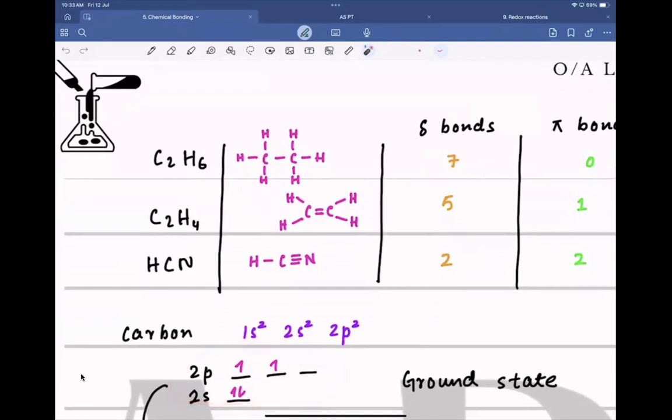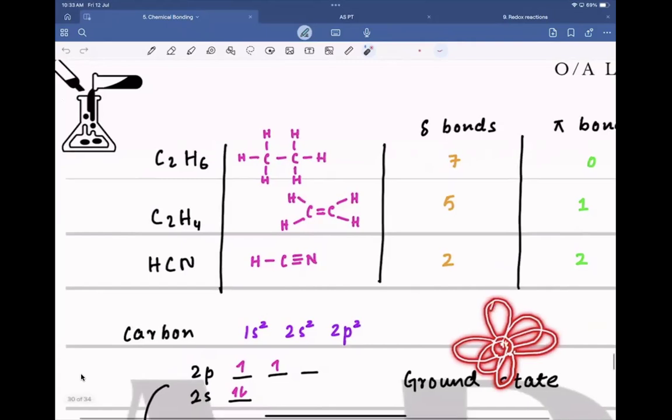So if you recall, 2s is going to be a sphere. Now, 2py is on the top and on the bottom, 2px is on the right and on the left, and 2pz is on the front and at the back, right? So a pair of electrons is in 2s, one electron in 2pz, one electron in 2py, and one electron in 2px, right? So how is this s orbital going to overlap?